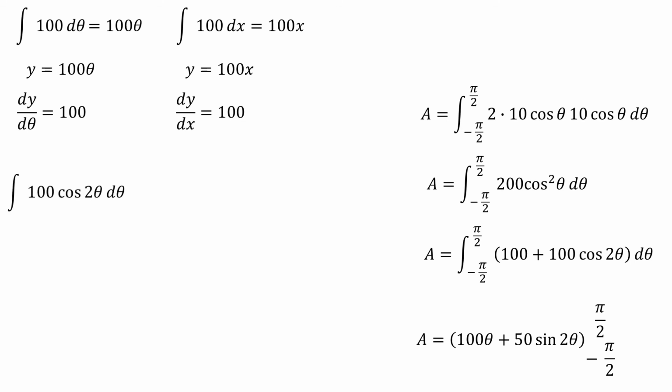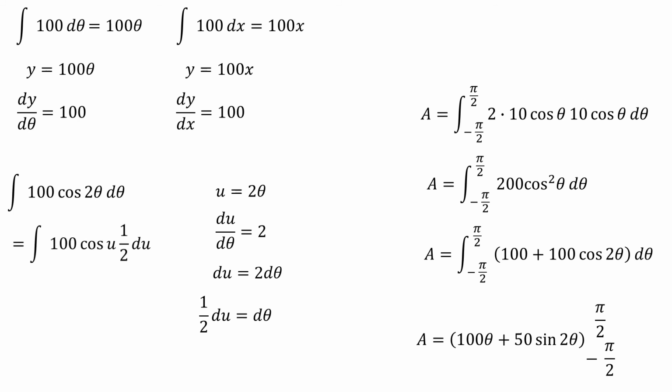Now the other part, where is that crazy 50 coming from? Did I use substitution? Half of a du is d theta. And so that 1/2 times that 100 is where that 50 is coming from. And of course, if I integrate cosine, I'm going to get sine. Do my back substitution. Sure enough, there is 50 sine of 2 theta.